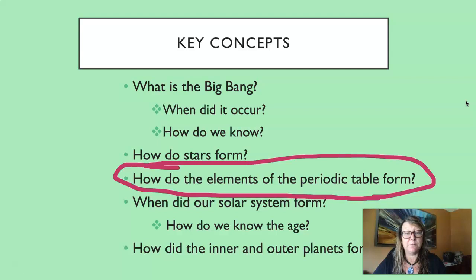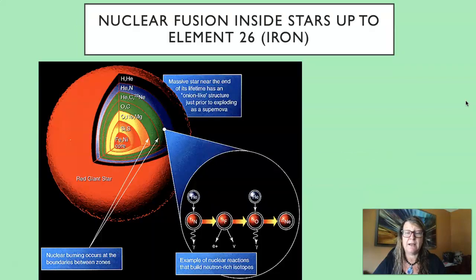What about the elements from the periodic table? Well, as described in the video, elements up to number 26, which is iron, form by nuclear fusion inside of stars. And again, these have to be massive stars. So here's a cutaway view of a massive star, and hydrogen and helium, the lightest elements, are forming from fusion near the surface. But as you go deeper and deeper into the star, we get heavier and heavier elements, possibly all the way up to number 26 from fusion.